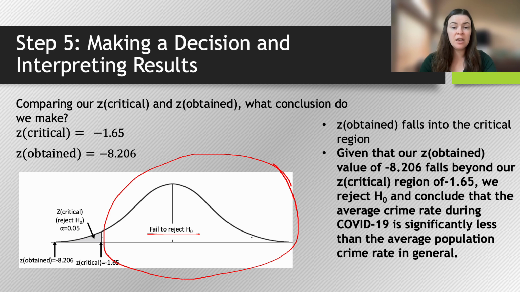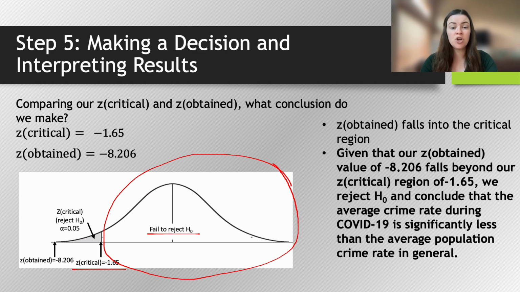That's on the negative end because we're interested via the research question in whether or not the crime rates were lower during COVID-19. And so my Z critical cutoff point here is negative 1.65. I got that directly from the work we did in step 3. And our Z obtained came to a value of negative 8.206. So since that's more negative than our cutoff point, we did fall into our rejection zone, or this shaded region here on the left.